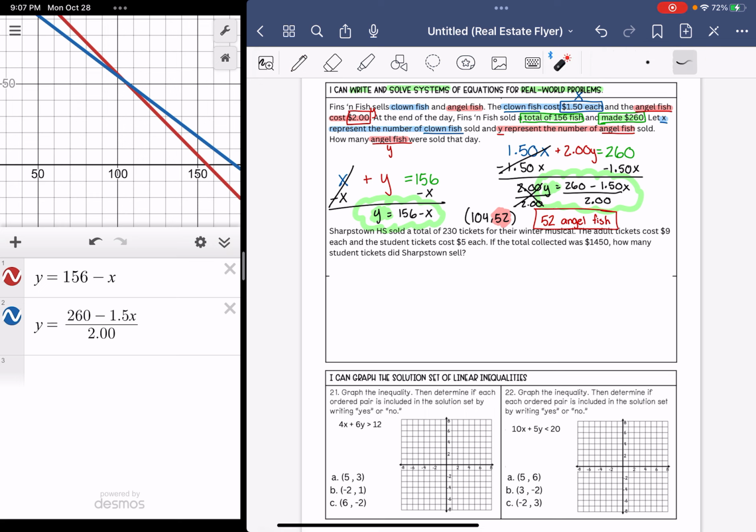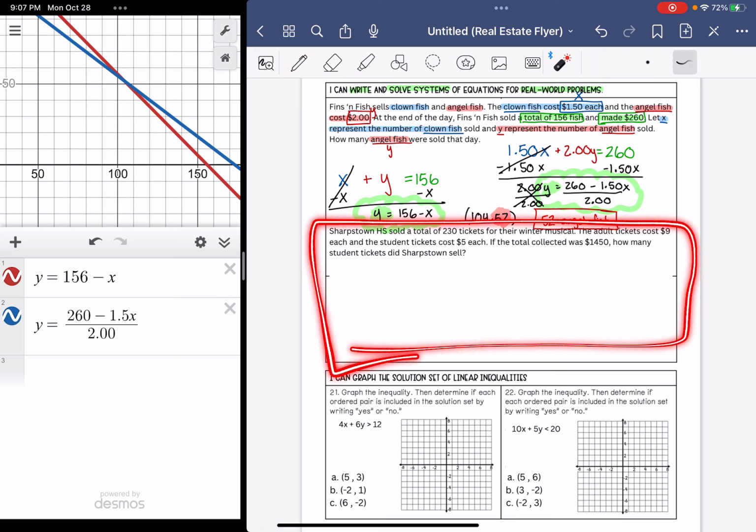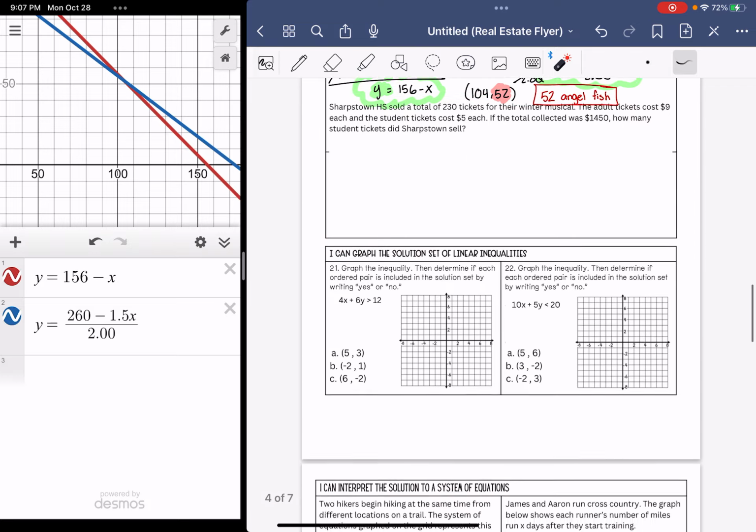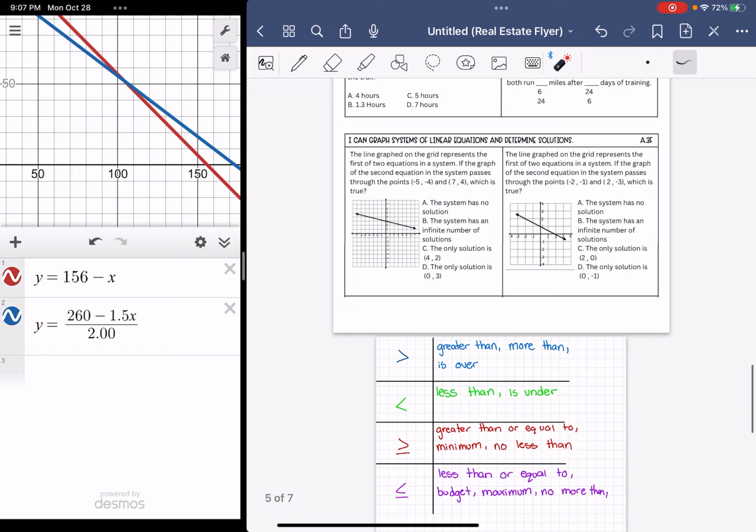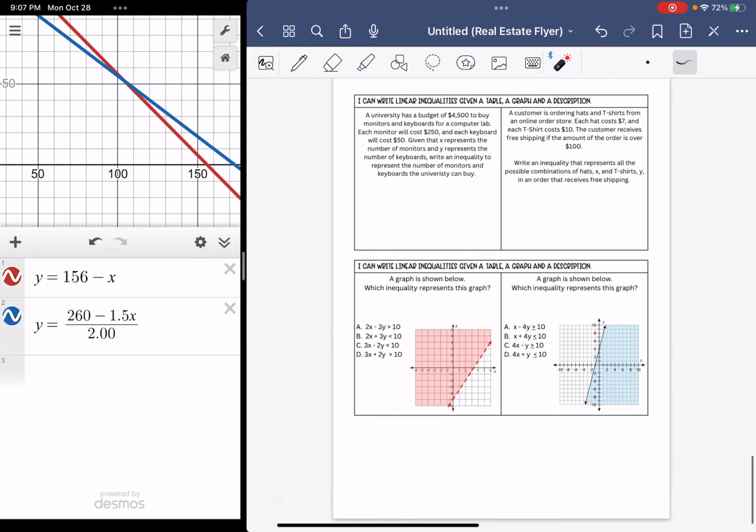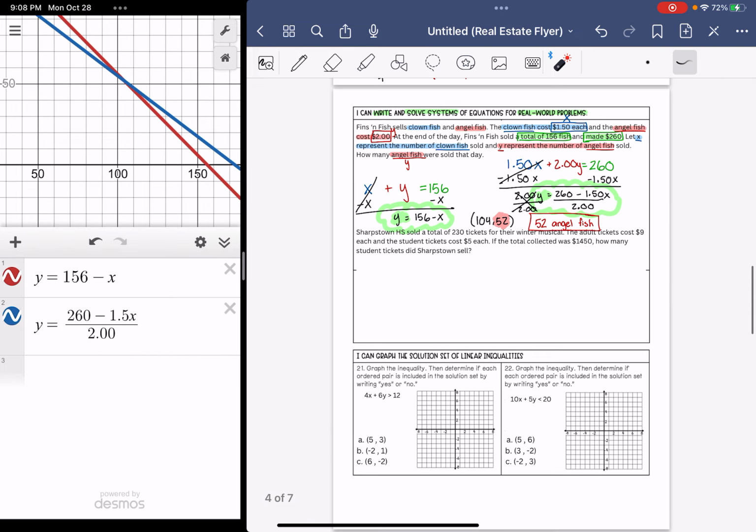Okay, that leaves you with one to try out on your own. It follows the exact same pattern, and actually follows the exact same pattern as one of the free response questions on your test. All right, we're almost done. We have a couple more to go.